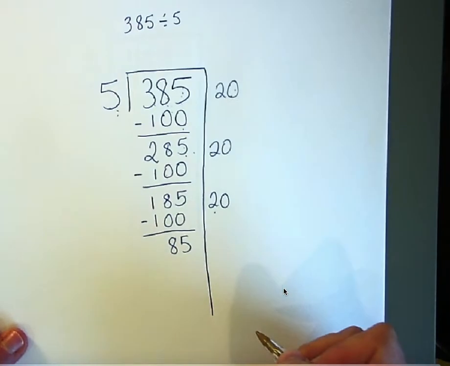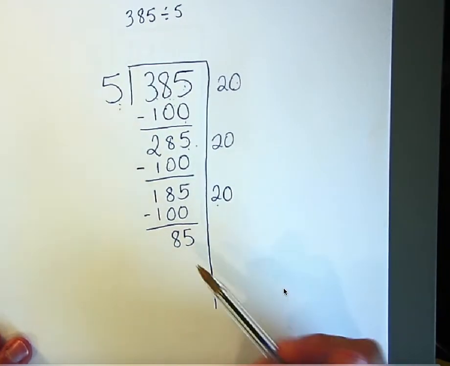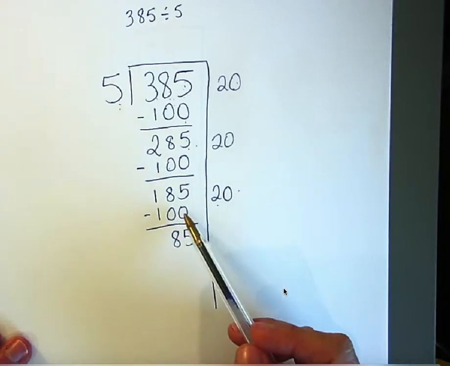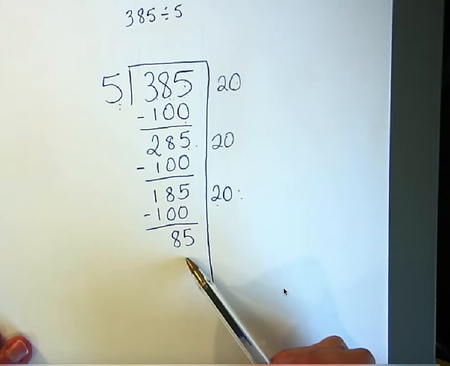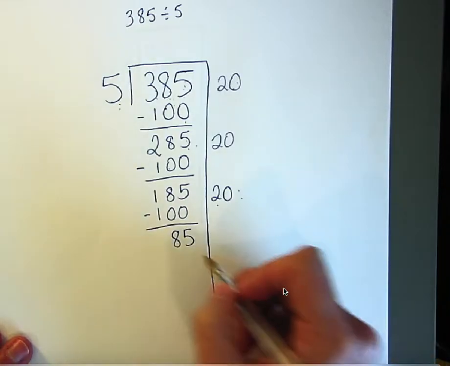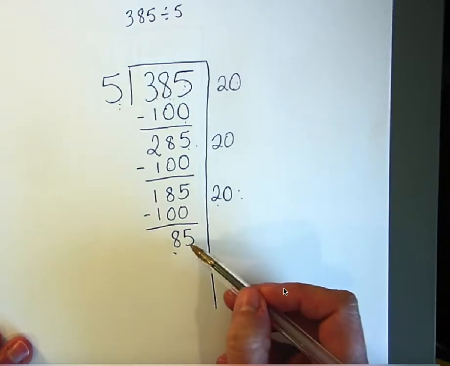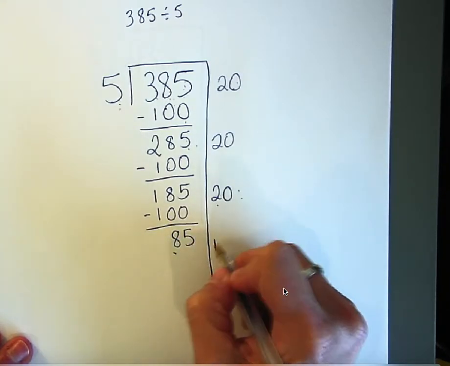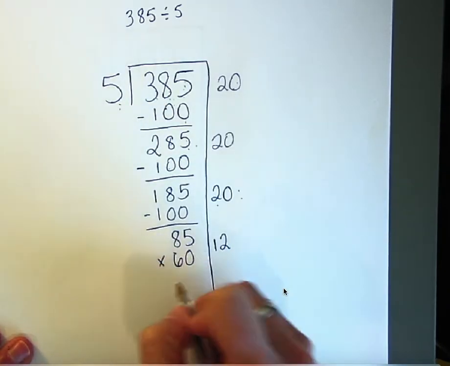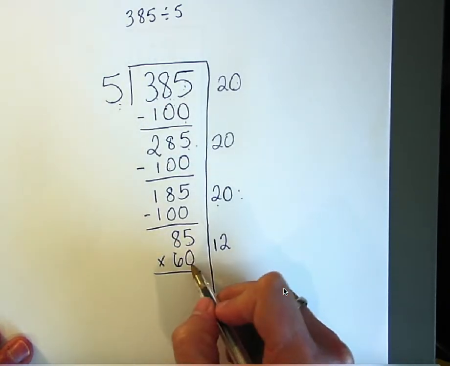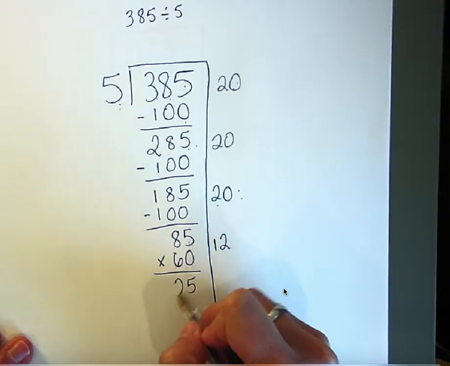And then I'm just going to keep going here. Okay, so I can't do that again because it would be too big. 5 times 20 would be 100. That's too big. And so I guess I'm going to do 5 times 10. Or even, I don't know, I know my 12, so maybe 5 times 12. And that would give me 60. 5 times 12 is 60. And then when I subtract this, I get 25.